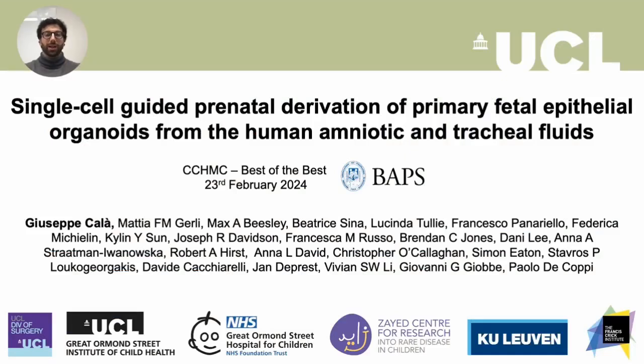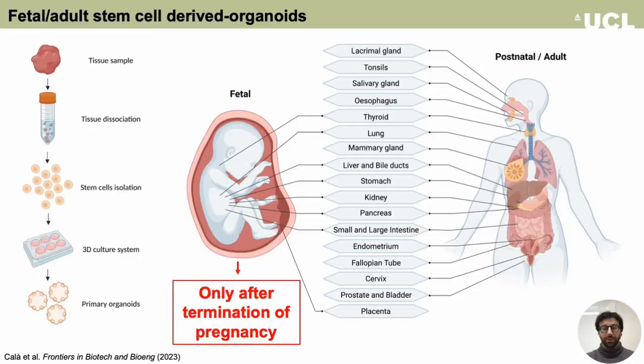My name is Giuseppe Cala. I'm a PhD student in Professors De Coppi and Gerli's teams at University College London. My presentation today will focus on a recent work that explores the generation of organoid models from amniotic and tracheal fluids. Organoids are an advanced in vitro system. These are grown from tissue-specific stem cells. Organoids can be derived from fetal or adult tissues and be used to study tissue biology as well as diseases. However, in the case of fetal organoids, this can be derived only after the termination of pregnancy.